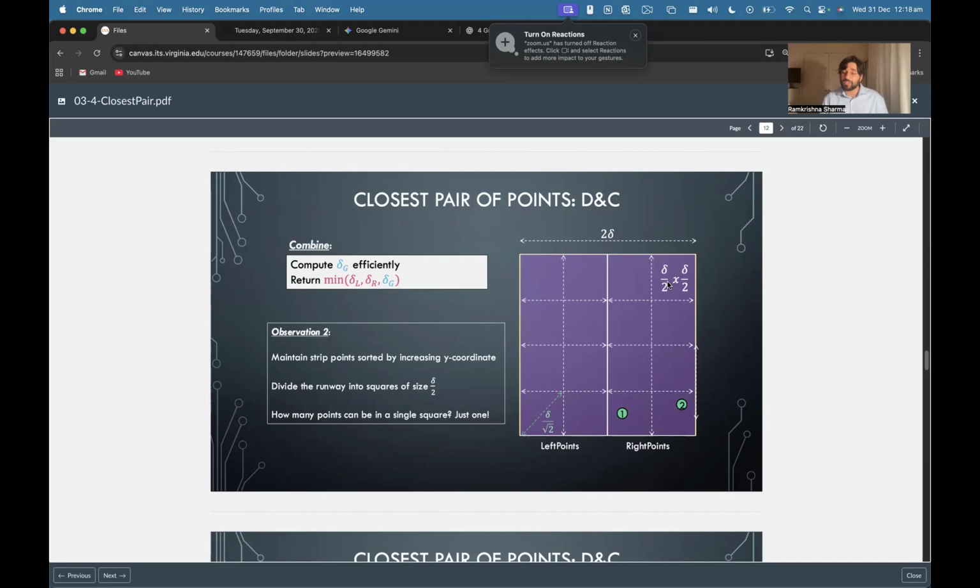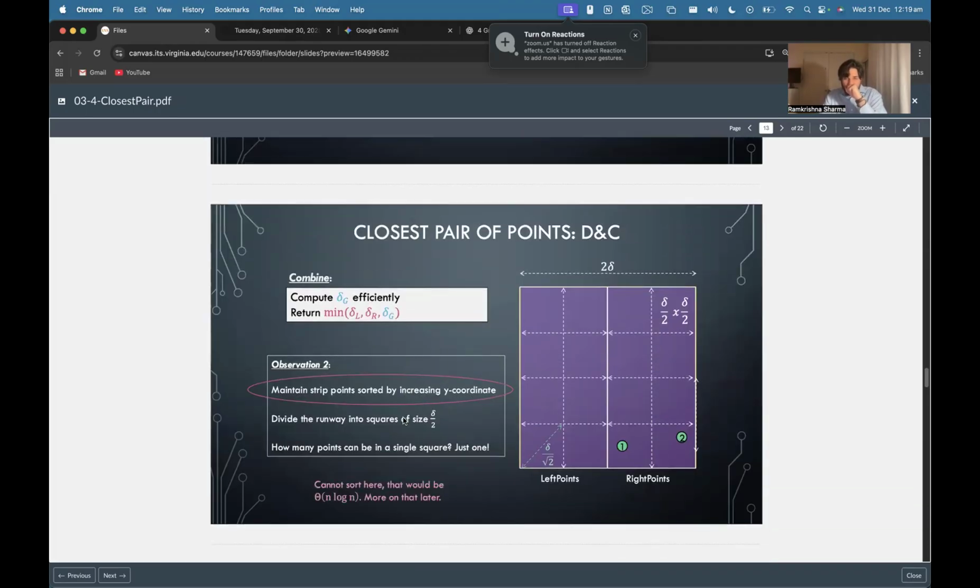If you have a box of delta over 2 times delta over 2, you simply can't have 2 points, because if you have 2 points, then those 2 points would be less than delta apart. And we already said, as part of developing this construct, that the minimum distance between 2 points on the left and on the right is in fact delta, right? So anything smaller than that's not going to work. So that means you can't have 2 points in any box for that matter. So the maximum number of points you can have in each box without undoing that rule is in fact 1 point. That becomes an observation that tends to help in the future. How many points can be in a single square? Just one.